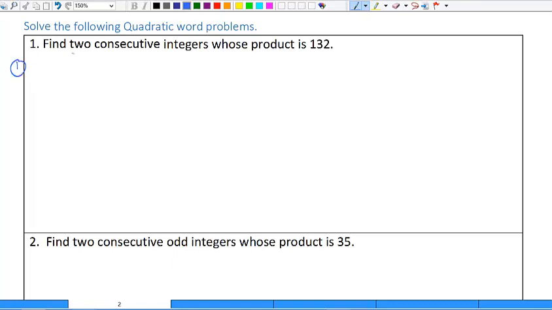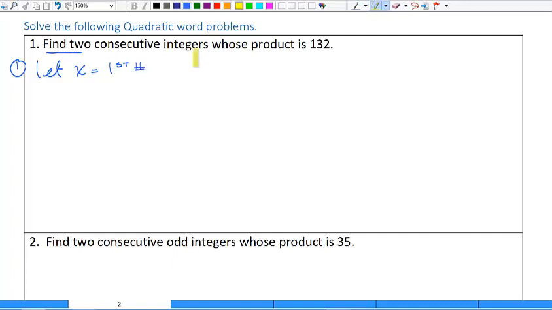So when I read this problem, find two consecutive integers whose product is... Okay, I have a directive. I'm trying to find two integers. My directive is to find. So the first step says let x be equal to some variable that I don't know. What is the thing that I'm looking for? Well, I'm looking for an integer. I'm looking for two numbers. So I'm just going to say let x be the first number.